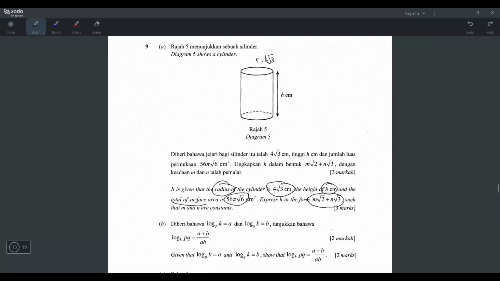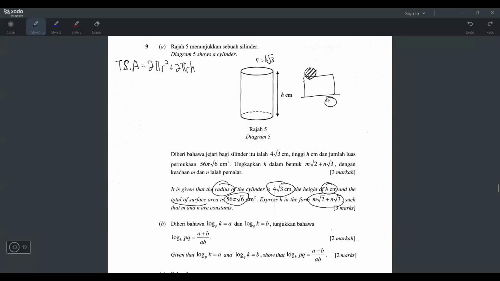But I need to talk about the formula for surface area of a cylinder first. So total surface area, TSA, in Malay jumlah luas permukaan for a cylinder, the formula is 2 pi r square plus 2 pi rh. This is the formula. So where does this formula come from? Total surface area means finding the total area, right? So when you open up the cylinder, you end up with this, right?